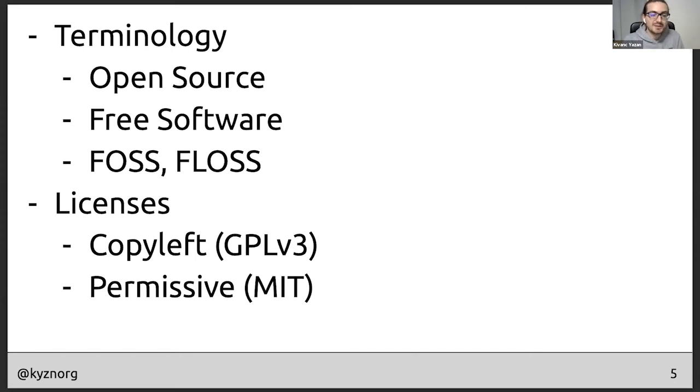And just to give an example, the MIT license is a common permissive license that's been used, and GPL version 3 is a copyleft license.